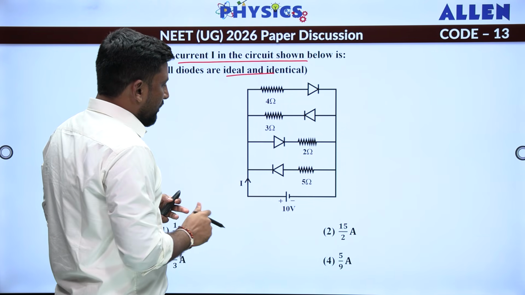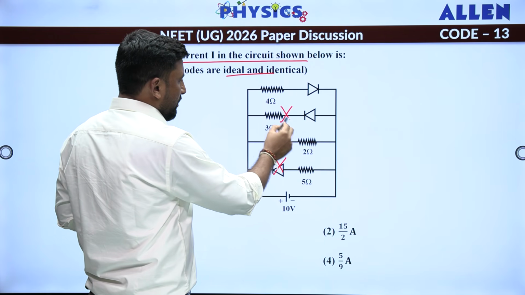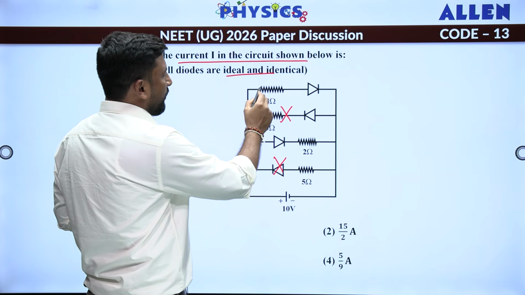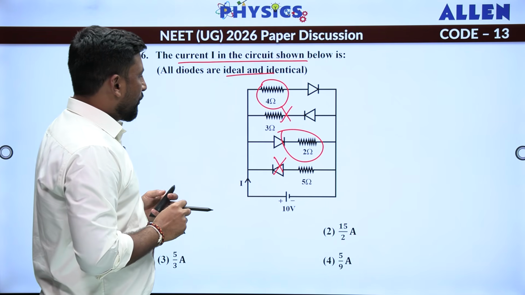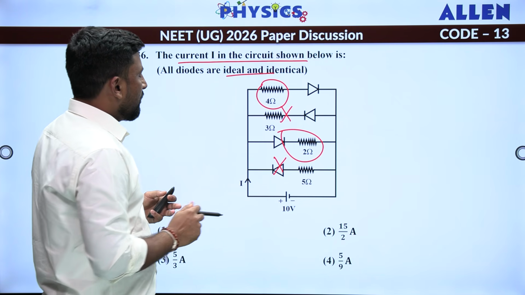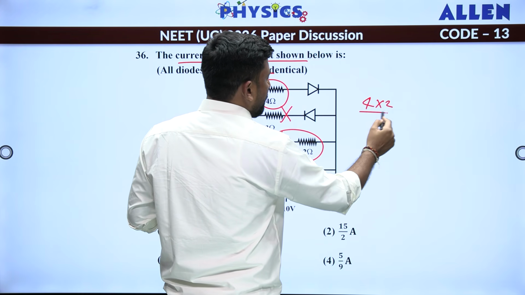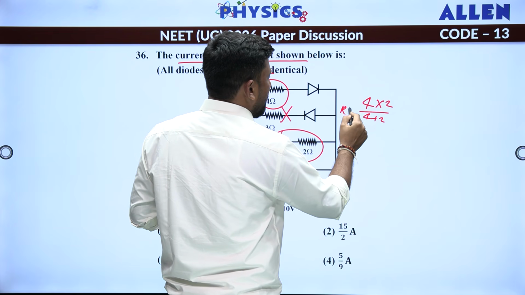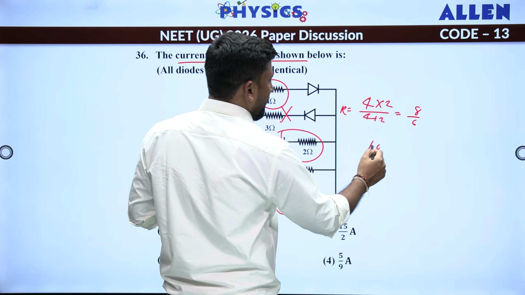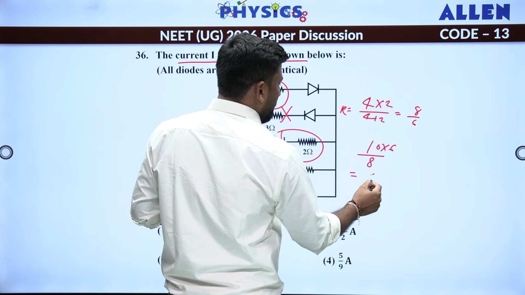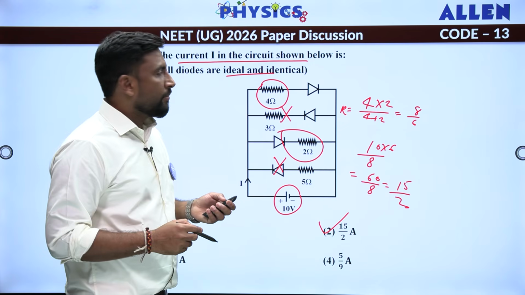For this situation, you know that this diode will be off, reverse biased, and this branch is also off. So only who will conduct? This and this will conduct. Now they are saying the diode is ideal. If you take the resultant of this 4 and 2, what will we get? The resistance will be 4 into 2 divided by 4 plus 2, which is 8 divided by 6. The voltage is 10. So if you solve 10 divided by 8 by 6, it will be 60 divided by 8, so this will be 15 by 2. Option 2. Again, it's a very easy question.